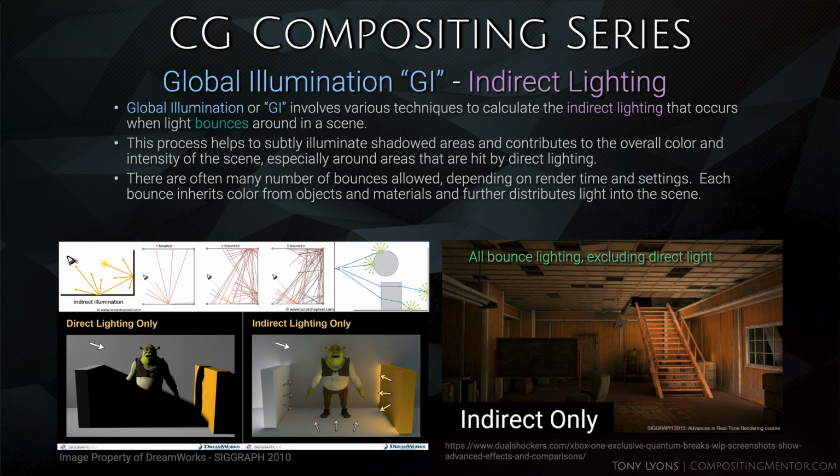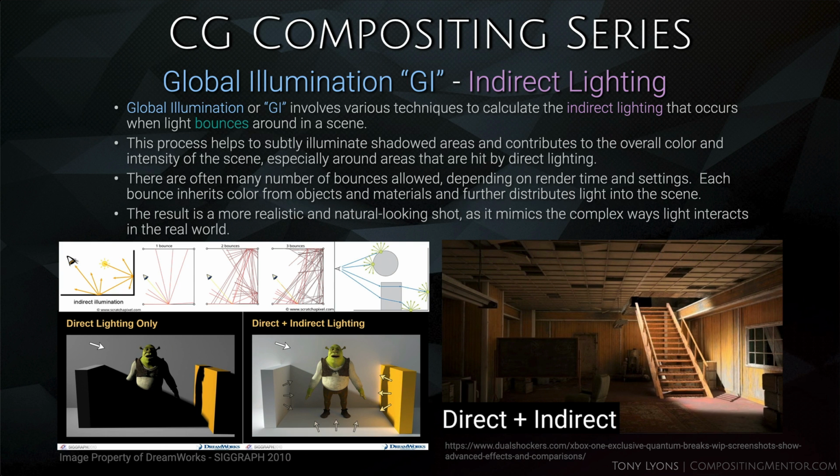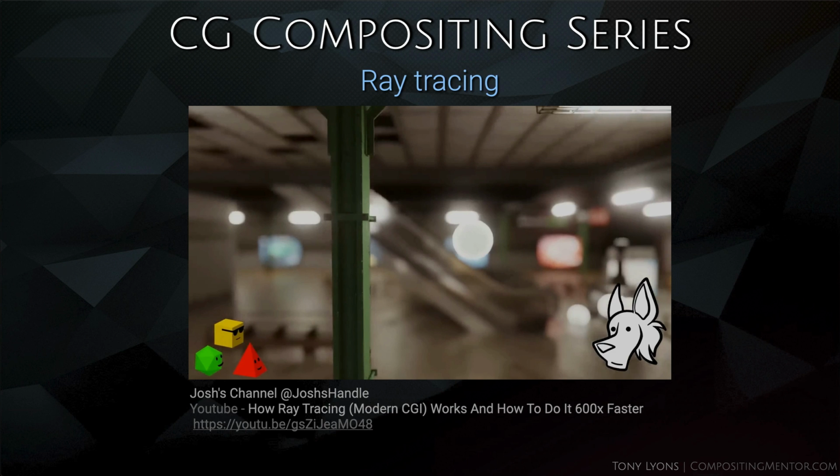There are often many bounces allowed, depending on render time and settings, and each bounce inherits the color from objects and materials that it's bouncing off of, and further distributes light into the scene. The result is a more realistic and natural-looking shot, as it mimics the complex ways light interacts in the real world.